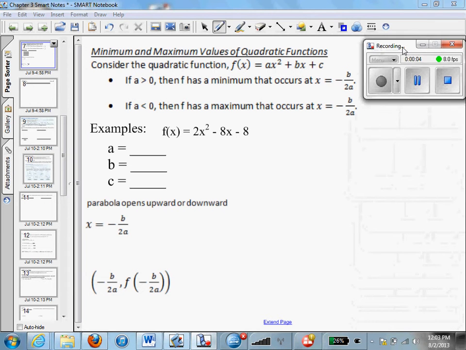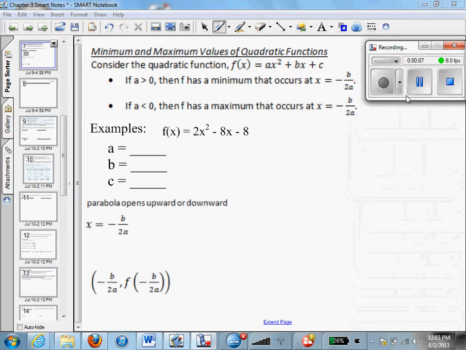Hello, and I want to welcome you to a discussion on minimum and maximum values of quadratic functions. Now, what we've talked about before was finding the vertex whenever they were in standard form, and the standard form is what's right here. So really, to find the maximum and minimum, you have to find the vertex.